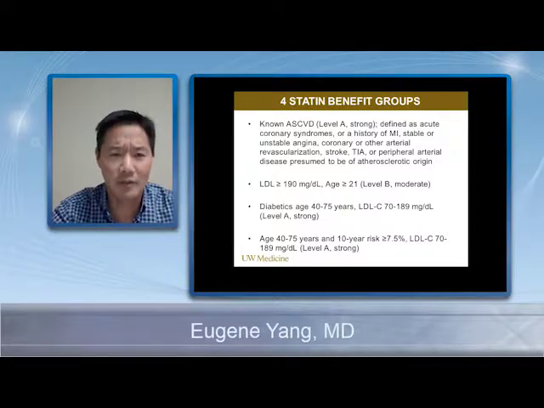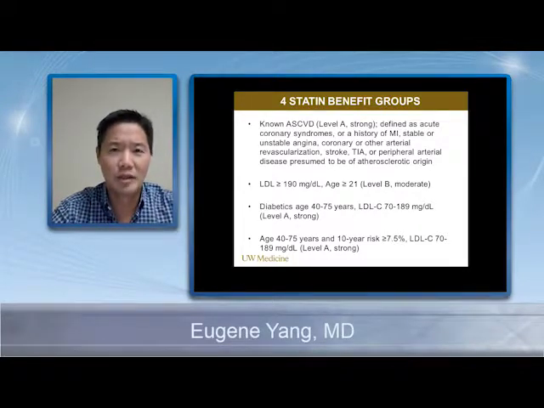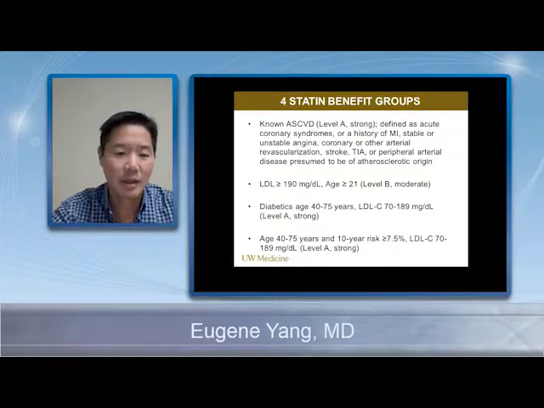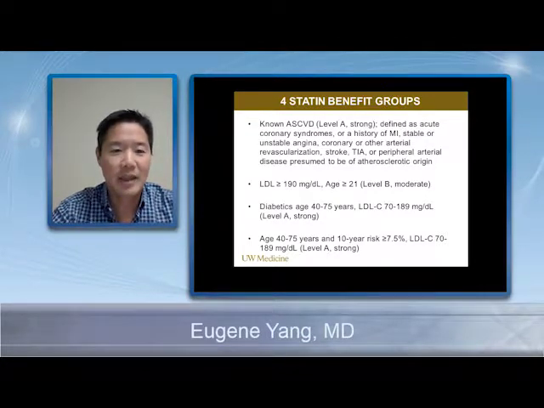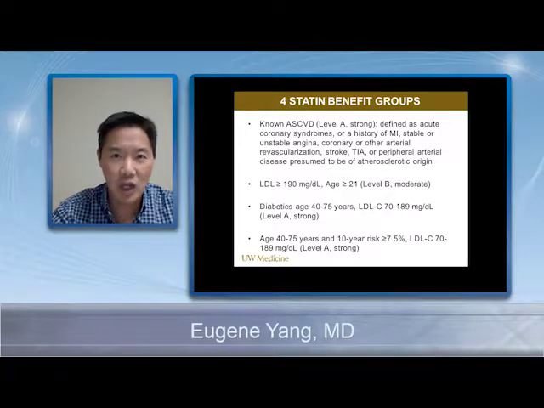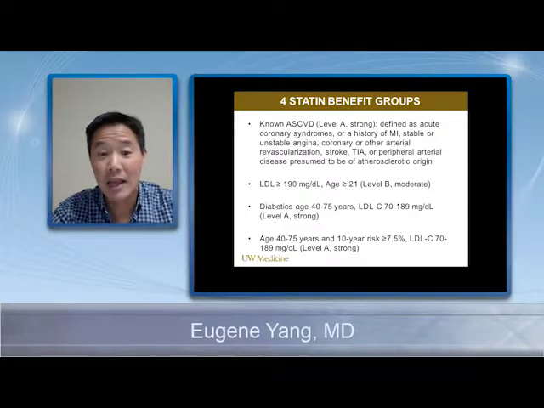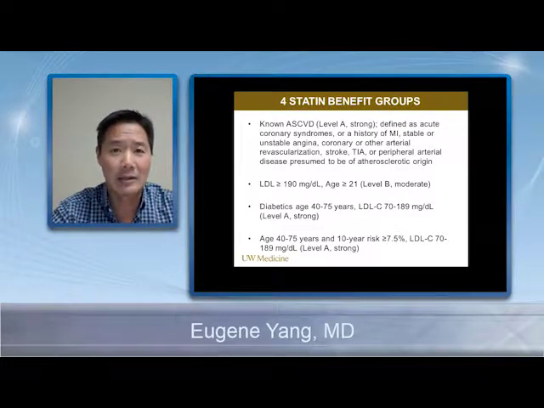So the four statin benefit groups are, number one, patients who have known atherosclerotic cardiovascular disease, meaning patients who've had heart attacks, unstable angina, strokes, TIAs, or peripheral vascular disease. The second group are those who likely have familial hyperlipidemia, where their LDL cholesterol levels are greater than 190 milligrams per deciliter. The third group are diabetic patients. And finally, using the risk calculator for patients who are between 40 to 75 years of age, if they have a 10-year risk calculation that is greater than 7.5%, these are patients for whom moderate or high-intensity statin therapy is indicated.